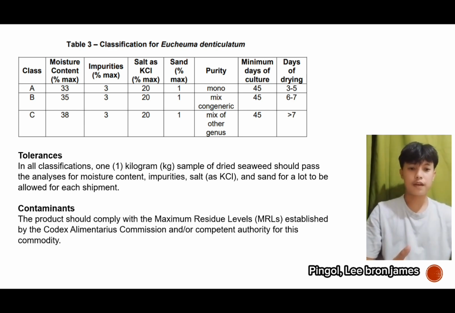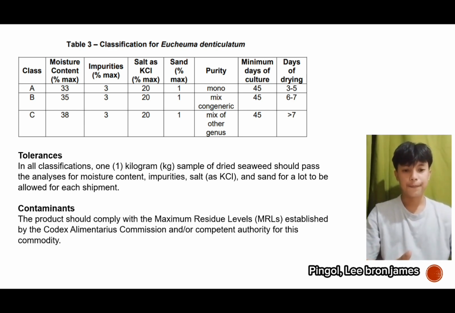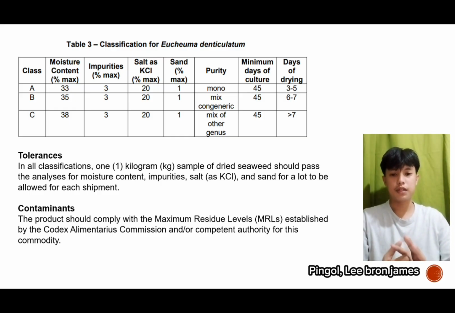This sample is checked for moisture content, impurities, salt, and sand. If the results meet the allowed limits, then the whole shipment can be approved for trade. So basically, this step makes sure the seaweed is clean, properly dried, and safe to use before it leaves the farm factory.